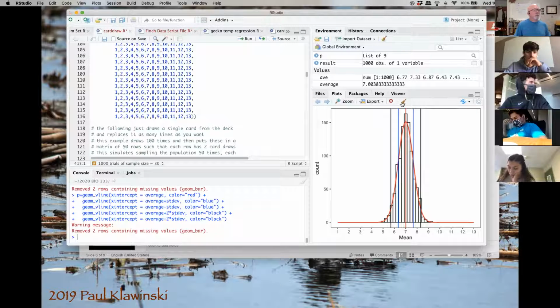That's weird. Why is it not? I'll just regenerate this. Okay, I may be asking my computer to do too many things at once.